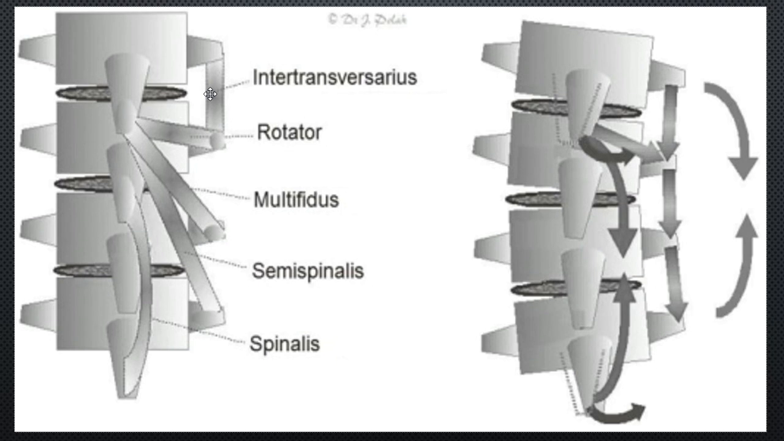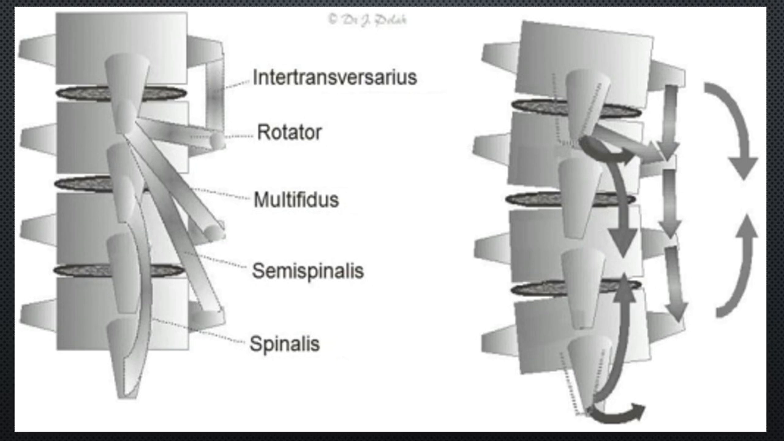When the intertransversarii contract, they help to bend the vertebral column to the corresponding side. Nerve supply is the posterior rami of spinal nerves, as we already said.